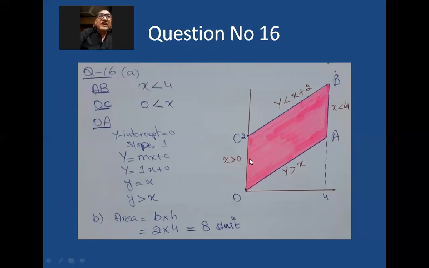Now, when I try to write this inequality, because the area is above this line, this inclined line, the pink area is above this line, so the crocodile's mouth should be towards y. When the area is above that line, the crocodile's mouth should be towards y, so you will have y greater than x.